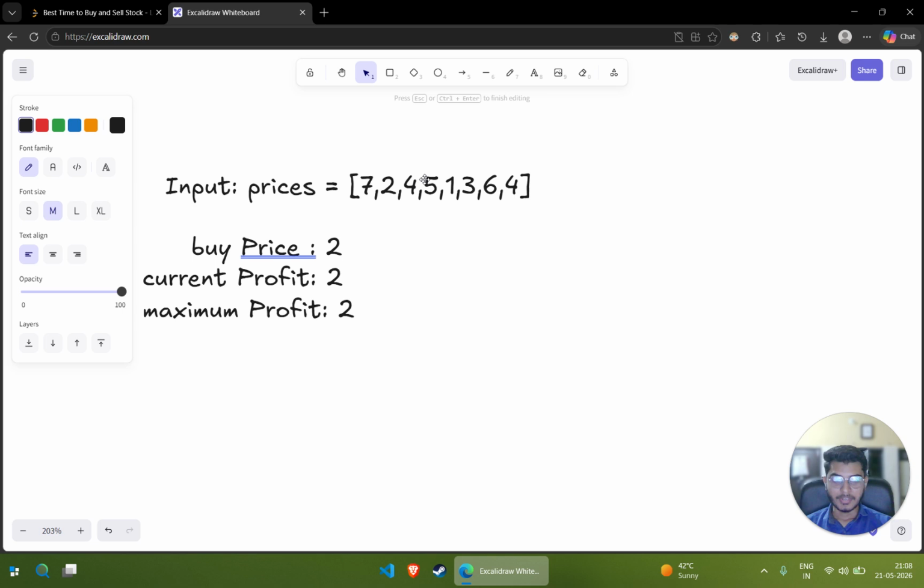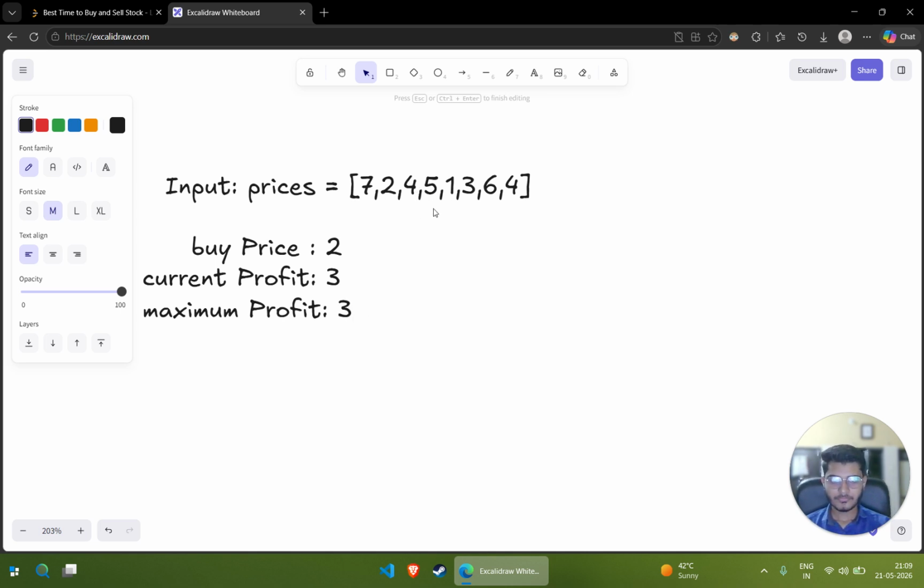As you move forward, the price on the next day increases to 5. You try to calculate the maximum profit. The current profit is 3. I will compare it with the maximum profit. If the current profit is greater than the maximum profit, you will replace the maximum profit with the current profit.